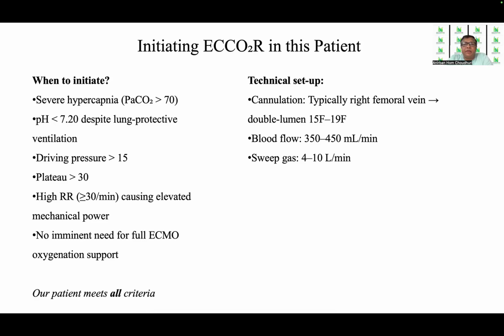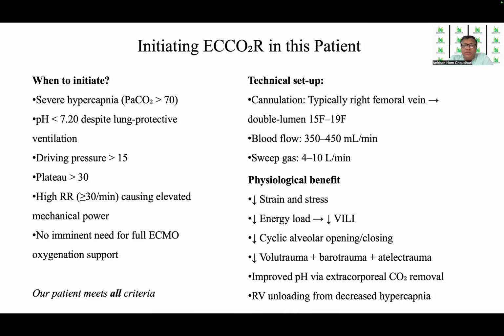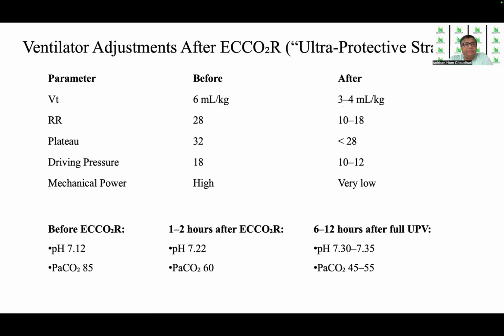So we technically set up cannulation, typically a right femoral vein, double lumen, either 15F to 19F, and we use a blood flow of 350 to 450 mL per minute, and a sweep gas flow of 4 to 10 liters per minute. And once we start, we expect physiological benefits like a reduction in strain and stress, reduction in the energy load leading to less incidence of VILI, reduced cyclic alveolar opening and closing, reduced volutrauma, barotrauma, atelectrauma, improved pH via extracorporeal CO2 removal, and right ventricular unloading from decreased hypercapnia.